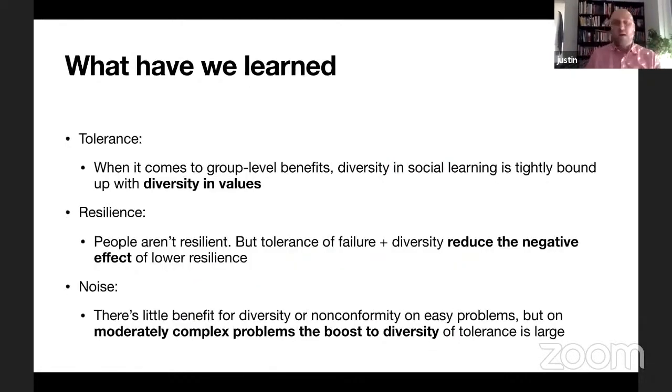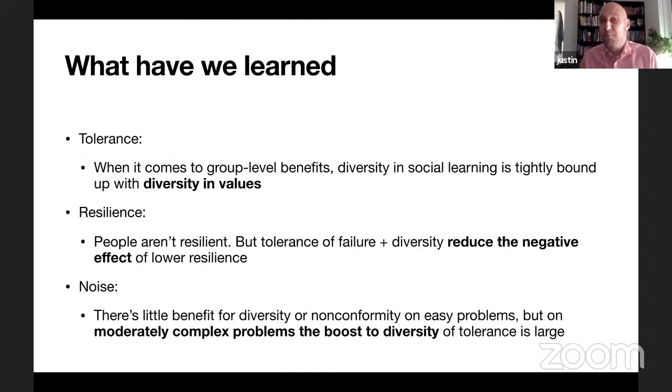So what have we learned? If you add tolerance into these models, when it comes to group level benefits, diversity in social learning is tightly bound up with diversity in values. And that's what tolerance of failure really is. You have to not mind failing so often. You have to mind not having a great paper to publish every few months if you're going to be a maverick. There is a cost to you.